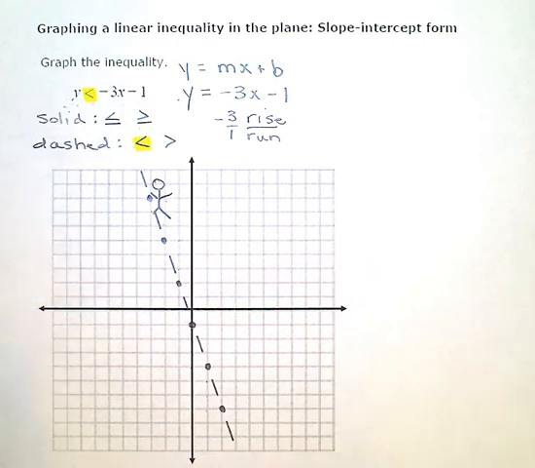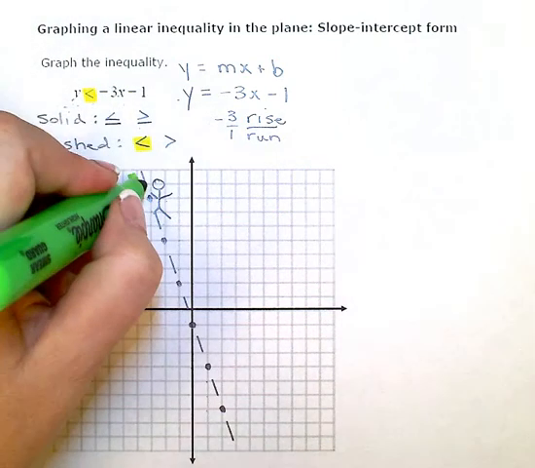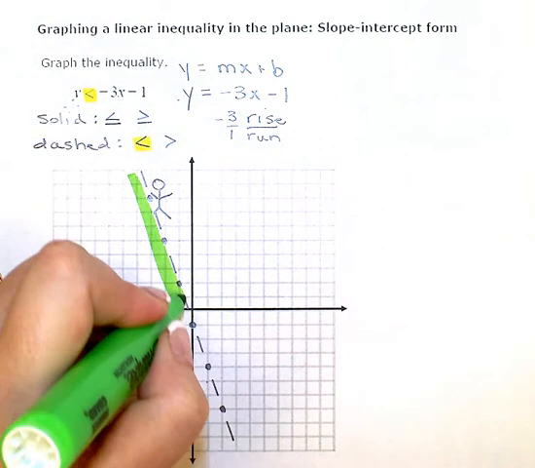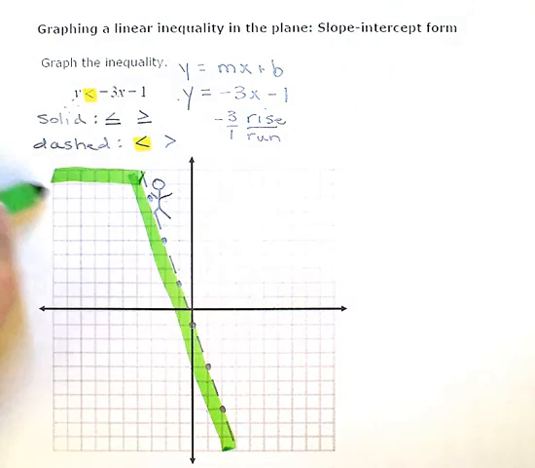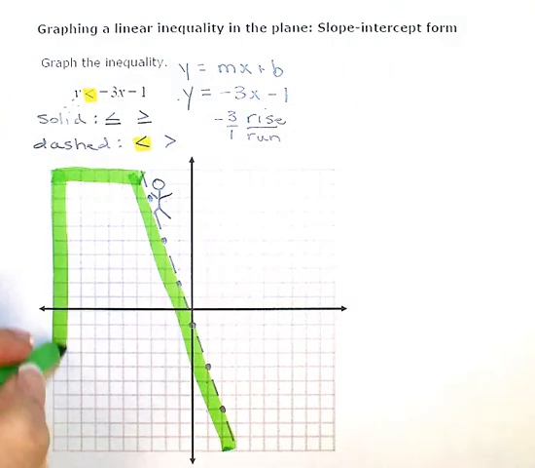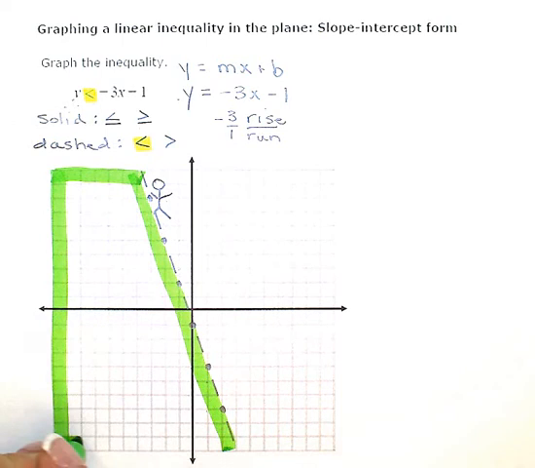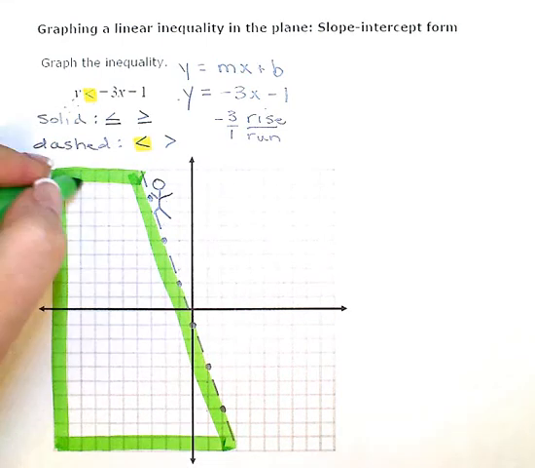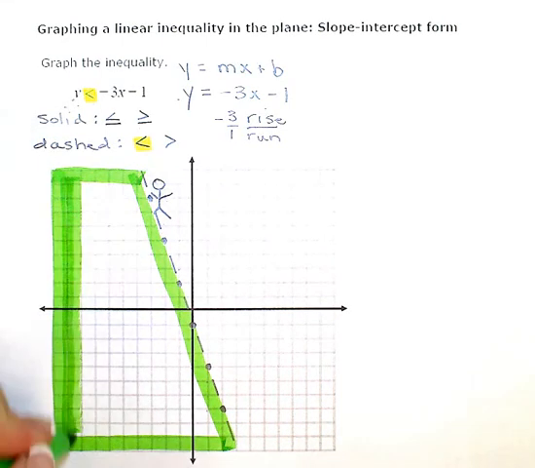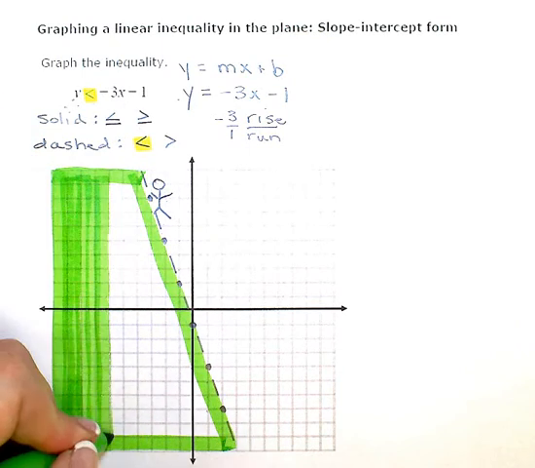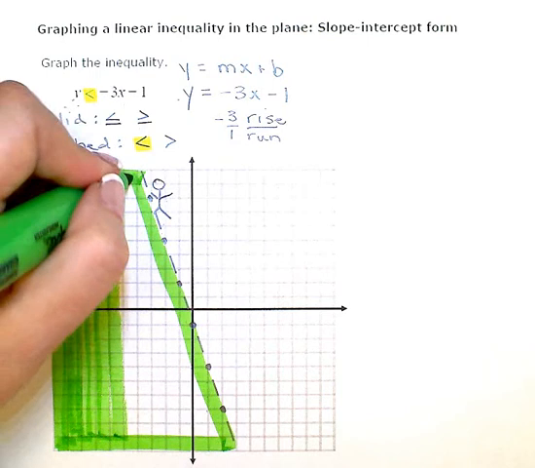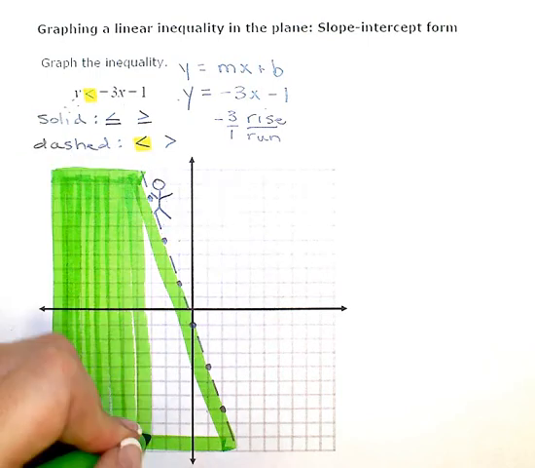So I would shade this side of my graph. I'm going to go ahead and just shade this in, and as soon as I have it all shaded in, I have completed graphing my inequality.